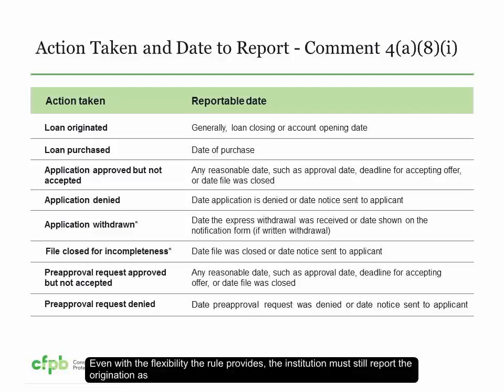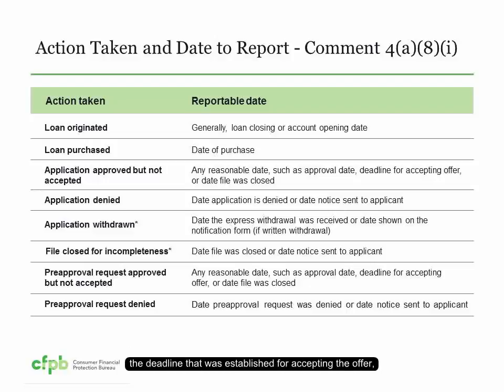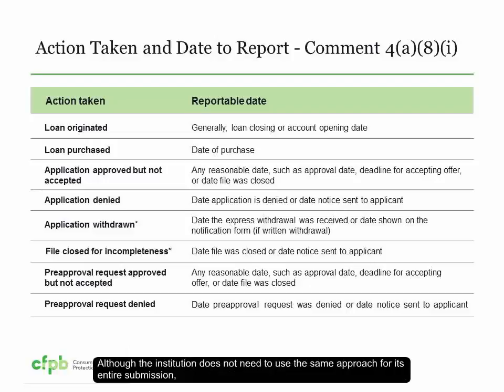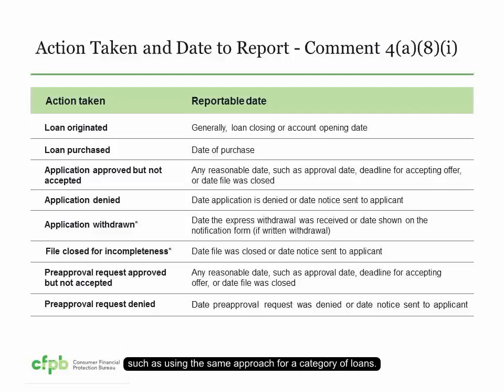Even with the flexibility the rule provides, the institution must still report the origination as occurring in the year in which the origination goes to closing or the account is opened. For applications approved but not accepted, an institution may choose any reasonable date, including the approval date, the deadline that was established for accepting the offer, or the date the file was closed. Although the institution does not need to use the same approach for its entire submission, the institution should be consistent, such as using the same approach for a category of loans.